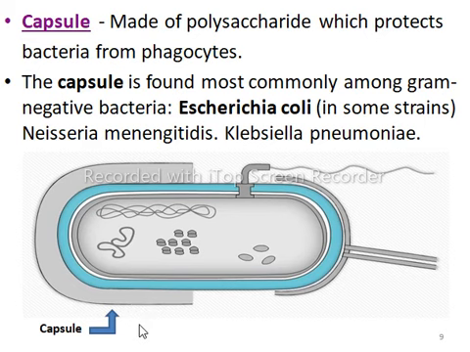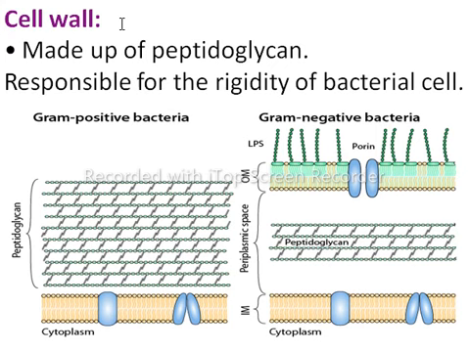The capsule is most commonly found in gram-negative bacteria, for example Escherichia coli in some strains, and also Neisseria meningitidis and Klebsiella pneumoniae. Then comes the cell wall, which is made up of peptidoglycan. The cell wall is in between the plasma membrane and the capsule. The peptidoglycan is a mesh-like structure surrounding the entire cell, which is made up of polysaccharide chains cross-linked by peptides, that is NAM and NAG, N-acetyl muramic acid and N-acetyl glucosamine.